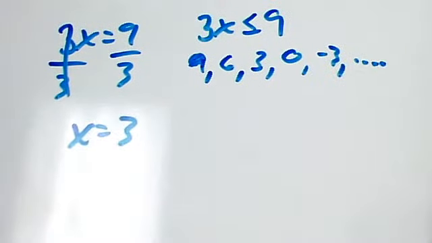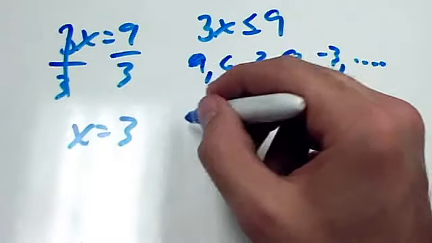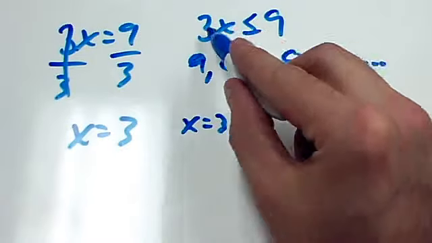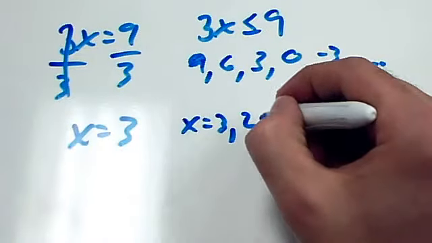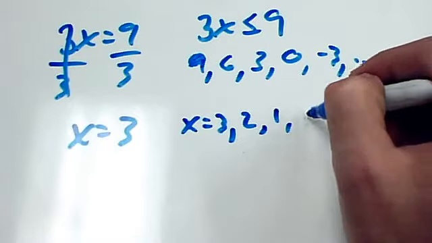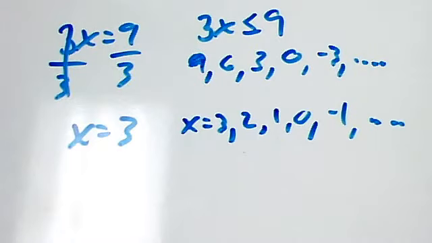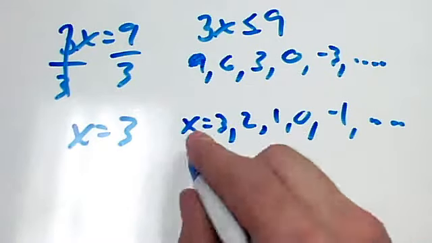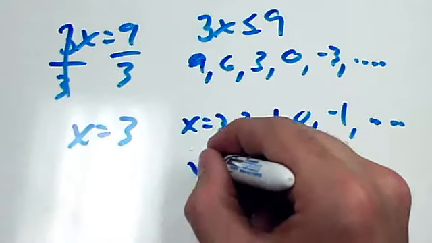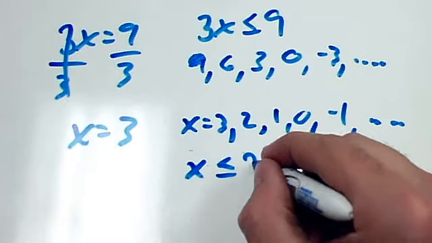Okay. Alright, so 3 times what makes 9? Well, we already said it was 3. 3 times what makes 6? Should be 2. 3 times what makes 3? 1. Makes 0, 0, negative 1, and so on. Okay, and we keep going. And we can see that if we wrote this as an inequality, x should be less than or equal to 3.